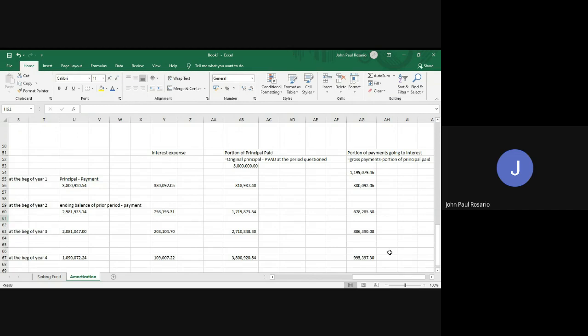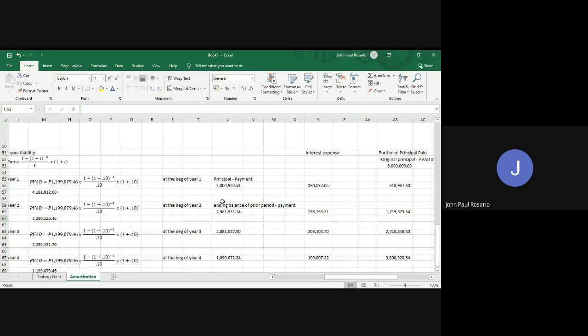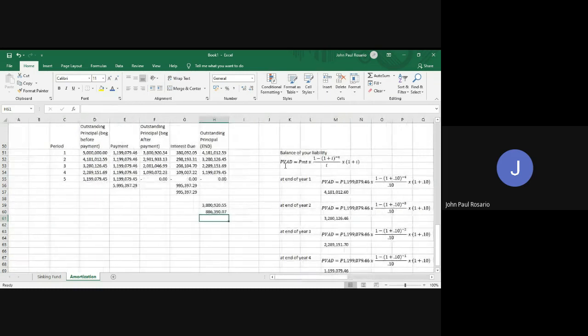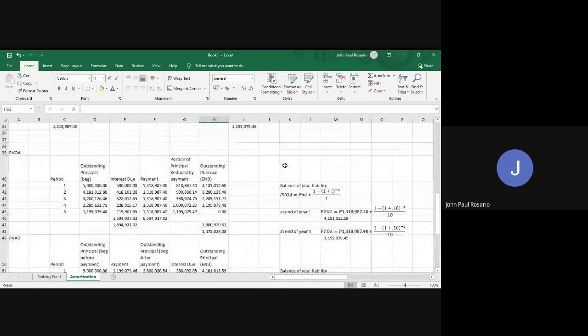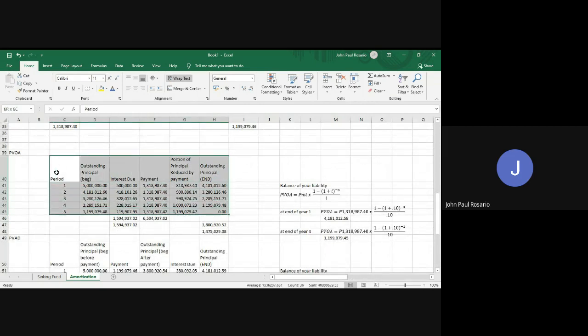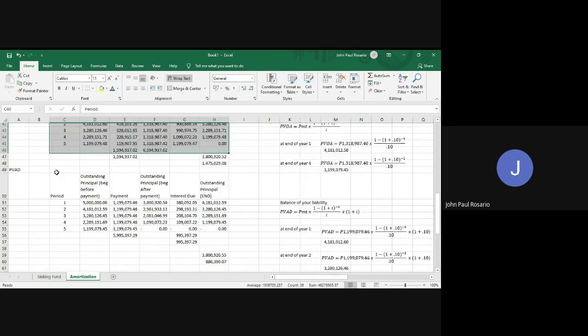On this last one, what if, instead, for example here, let's focus on PVOA. Let's copy the table for PVOA first. By the way, I think that's just it.